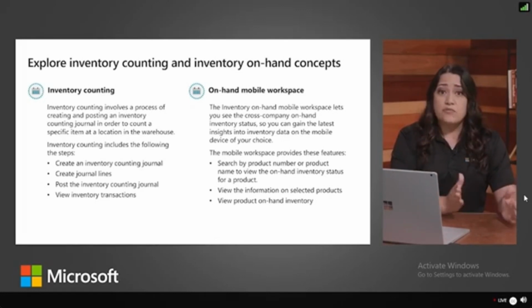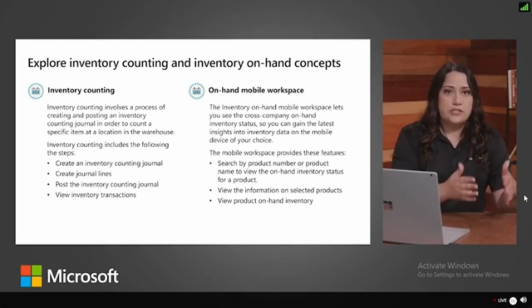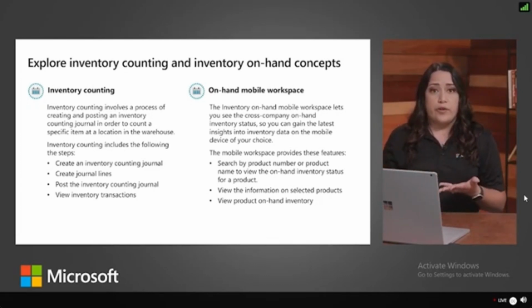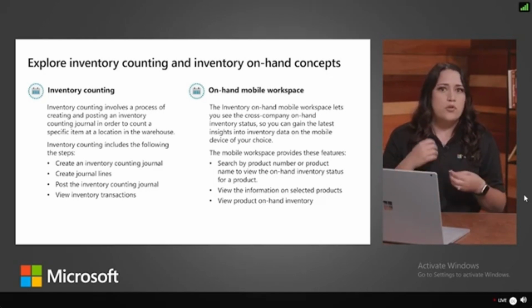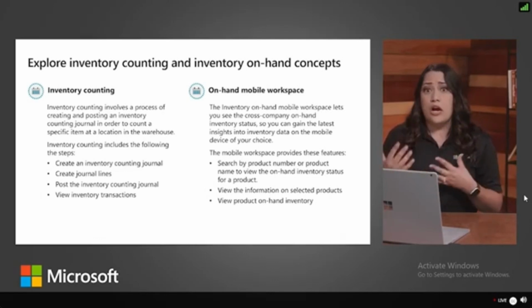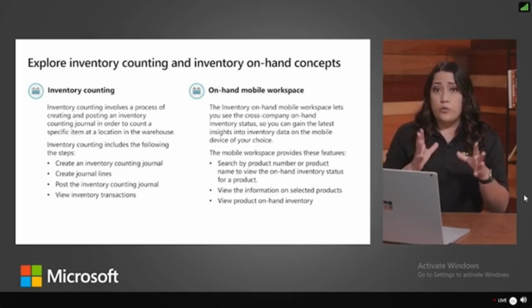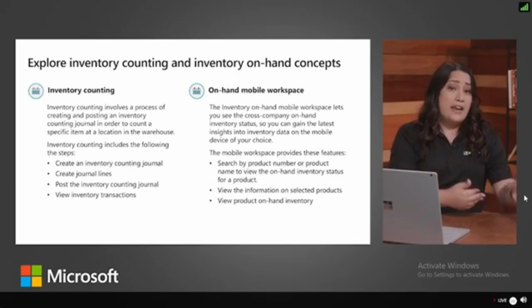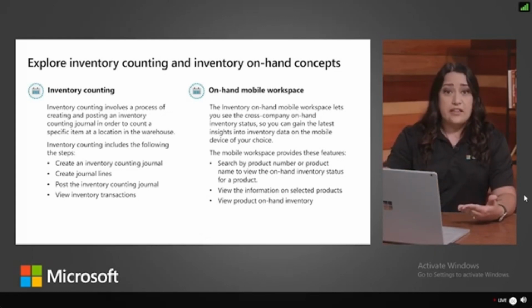And basically, after you have an initial count, you can view the inventory transactions that either add or remove inventory. Typically, companies have multiple shipments and multiple receipts of inventory every single day, and these movements are constantly changing the on-hand inventory status. So the mobile workspace for on-hand inventory is going to provide you with an instant view of the on-hand status across all of your different facilities.